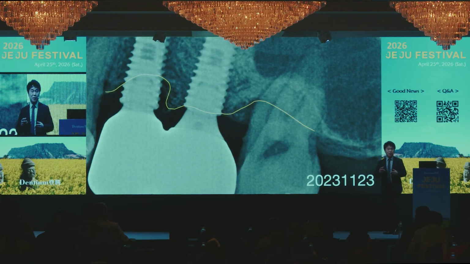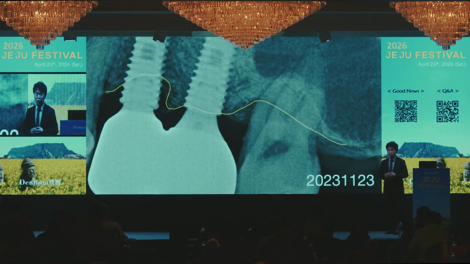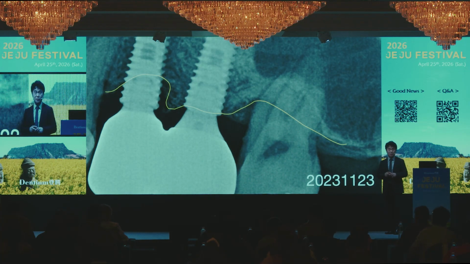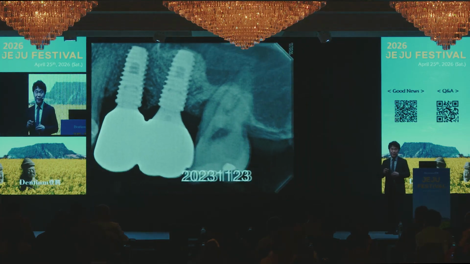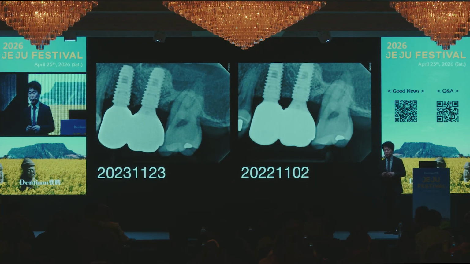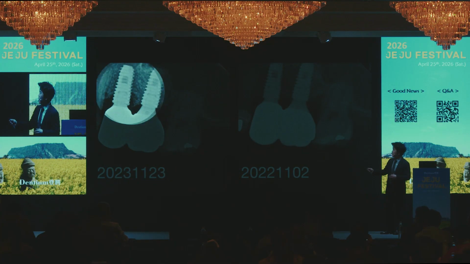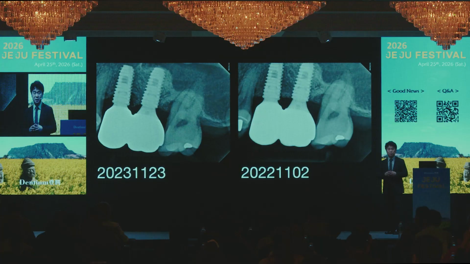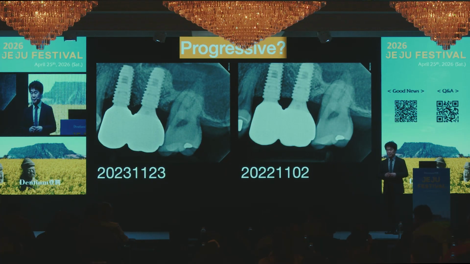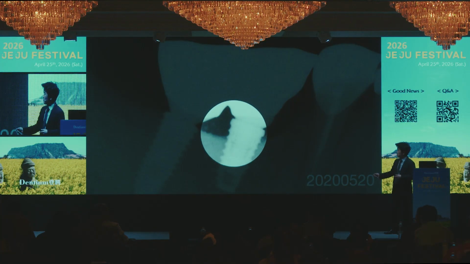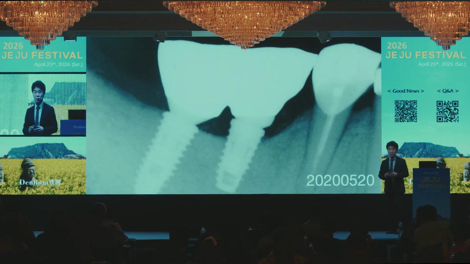But before diagnosing peri-implantitis, we have to check the previous radiograph. I can get a radiograph from 1 year ago. As you can see, we can determine the progressive bone loss. Comparing this patient, also there is clearly bone loss around the implant.